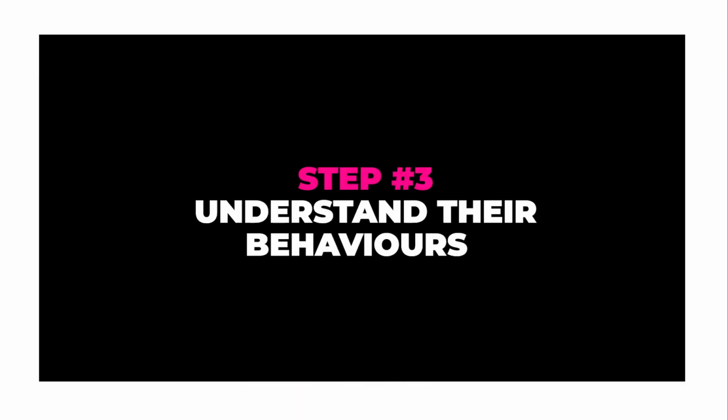Step number 3, understand their behaviors. So here you want to really get into the personality of this individual. In step number 2, you're uncovering their circumstances, but in step number 3, we're starting to get a little bit more human. So we're starting to uncover things like what magazines they like to read, what news sources they listen to, what type of music they listen to, what food they like to eat, what restaurants they like to go to, what they like to do in their spare time, what sports they watch, what sports they play, what hobbies they have.